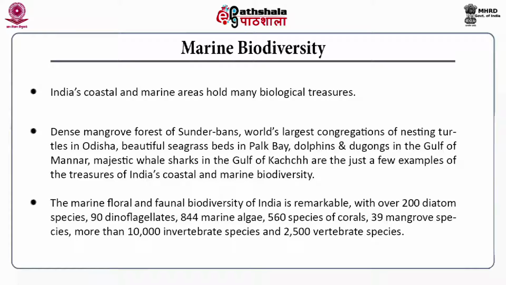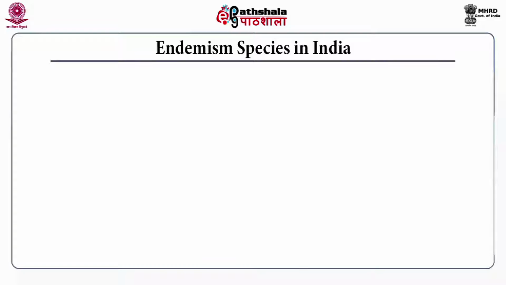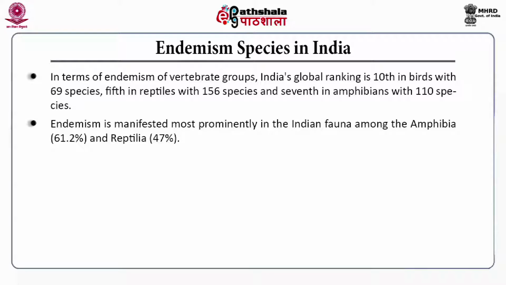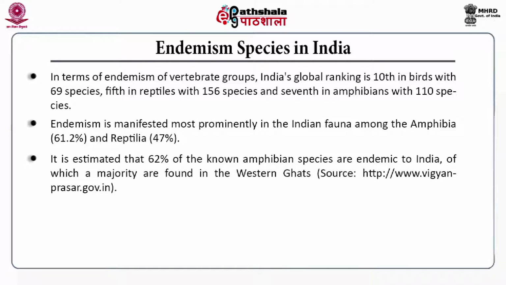Now, next comes endemism of species in India. In terms of endemism of vertebrate groups, India's global ranking is 10th in birds with 69 species. It ranks 5th in reptiles with 156 species, and 7th in amphibians with 110 species. Endemism is manifested most prominently in the Indian fauna among the amphibia, including 61.2% of the amphibians, and reptilia, including 47% of the reptiles. It has been estimated that 62% of the known amphibian species are endemic to India, of which the majority are found in the Western Ghats. The source is already given.